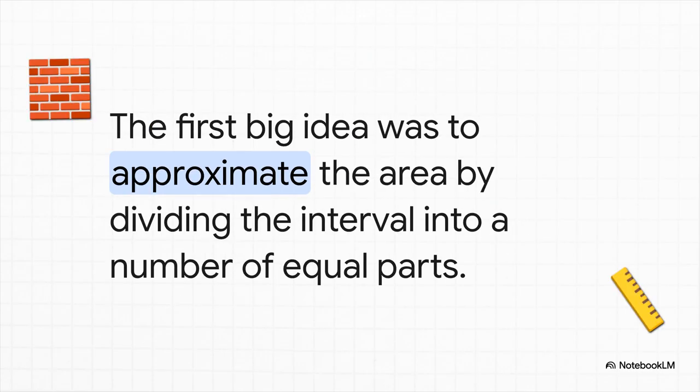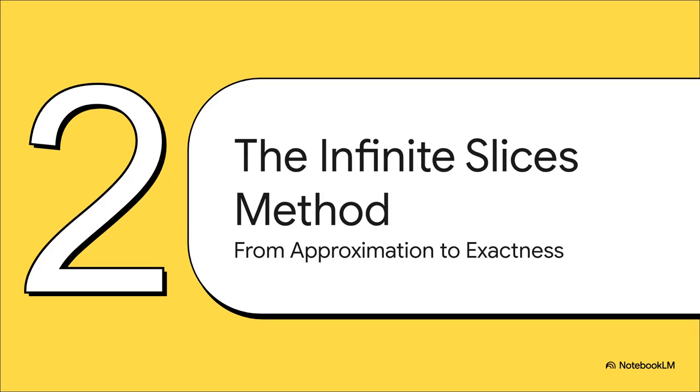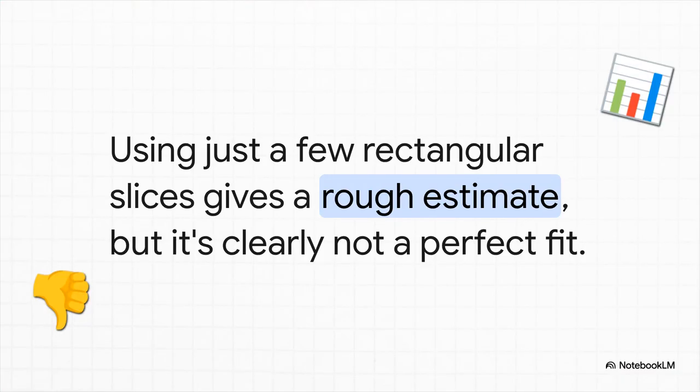So, when you can't get a perfect answer right away, what do you do? Well, you approximate. The big idea here was to tackle the tricky curve by using something simple that we can measure easily, the humble rectangle. The thinking was, if we could just slice up the space under the curve into a bunch of rectangular blocks, we could at least get a rough estimate of the area. And that simple idea of approximating, well, it leads us to an absolutely brilliant strategy, which I like to call the infinite slices method.